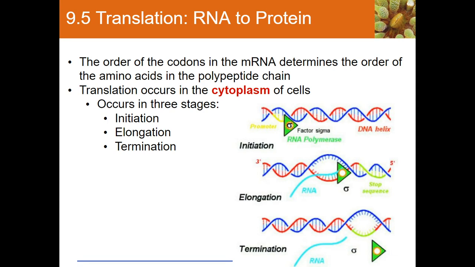Translation again, so RNA to protein. The order of the codons in the messenger RNA determines the order of the amino acids in the polypeptide chain. So again, making a very specific protein as we move forward. Translation occurs in the cytoplasm of the cells. And again, that messenger RNA has that poly A tail and that guanine cap on the 5' end to ensure its integrity. This whole process of translation occurs in 3 stages: initiation, elongation, and termination. So we're going to talk about those.